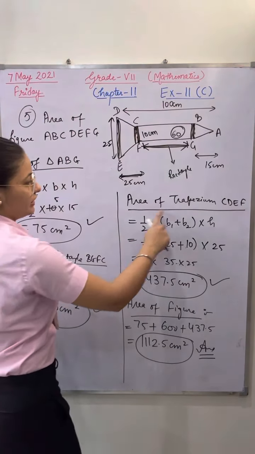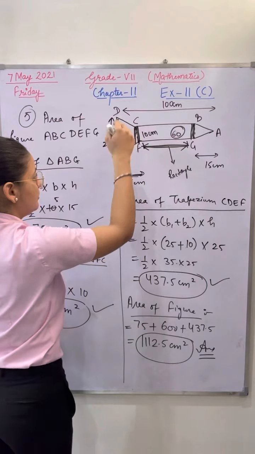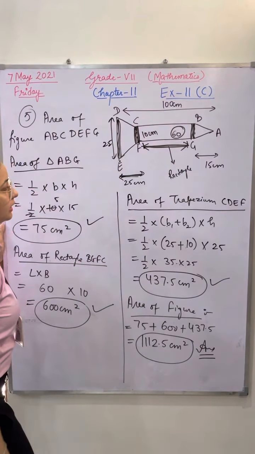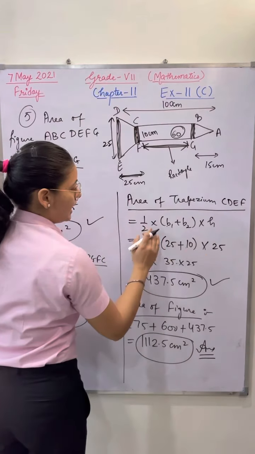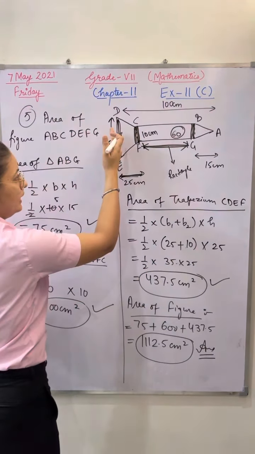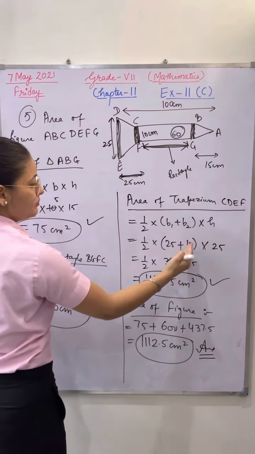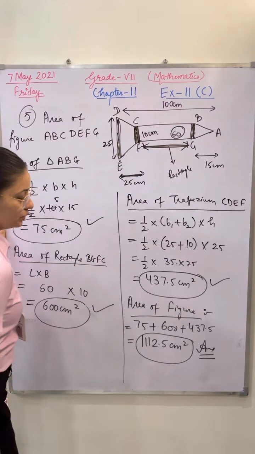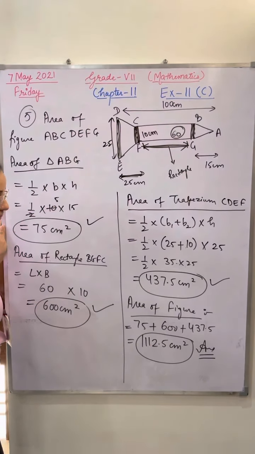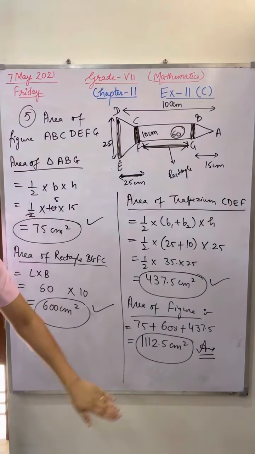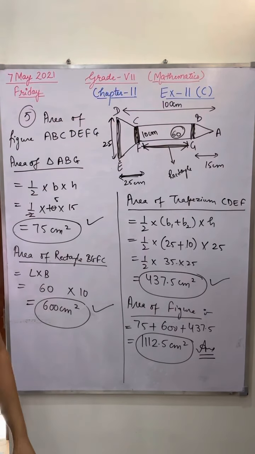Now comes to area of trapezium. This is a trapezium in which these two sides are parallel and these two are non-parallel. So area of trapezium is half into B1 plus B2 multiplied by H. B1 is 25, B2 is 10 and height is already given, 25. All the things are given to you, so take out the area of trapezium. At the last, add all these three areas, you will get the complete area of the figure. Any doubt?